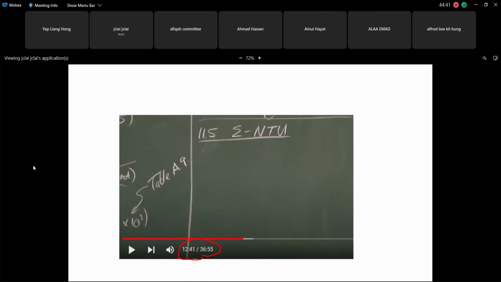Another one is the NTU method. For this lecture, you start from 12 minutes 41 seconds. You can skip 0 to 12:41 because he went through an example that is not related to our syllabus. If you want to go through it, also okay, but if you want to save your time, you can start from 12 minutes for the NTU method video lecture.